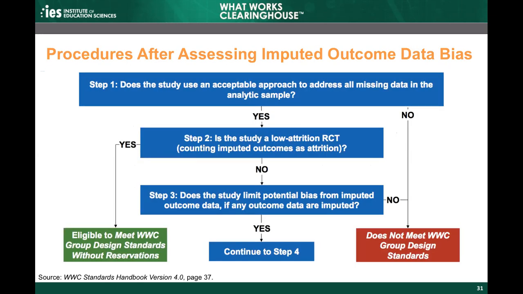Okay. So now let's go back to the flow chart that I showed earlier, now that we've addressed all three steps. So again, step one is, does the study use an acceptable approach to address all missing data? And if the answer is no, as it is for multiple imputation, we do not need to review that analysis any further. But for the math and focus study, we would continue on to step two for the other two analyses. But since the study is a high attrition RCT, we moved on to step three.